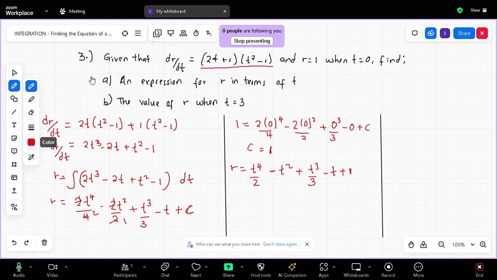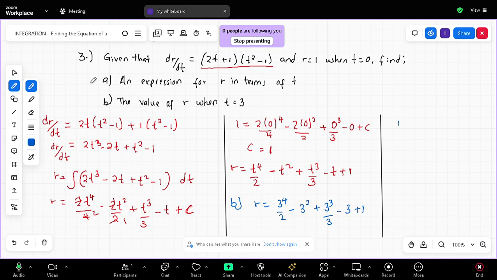Without wasting time, let me do part B. The value of r when t is equal to 3. So part B, when t is equal to 3, just substitute t with 3. r is equal to t power 4, that is 3 power 4 over 2, minus 3 squared, plus 3 cubed over 3, minus 3 plus 1.